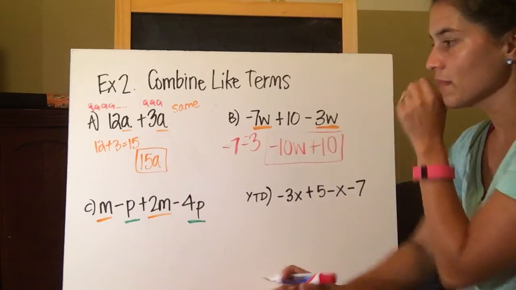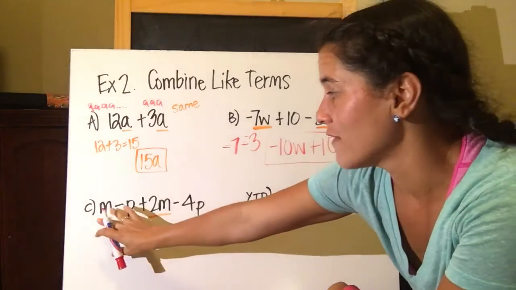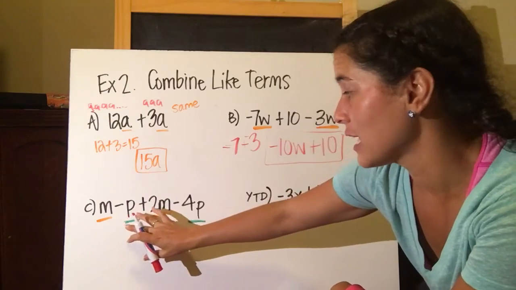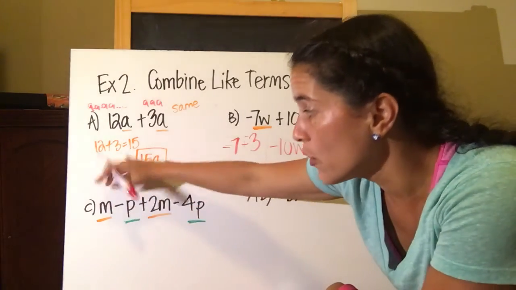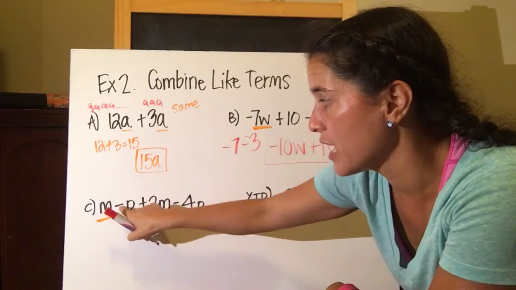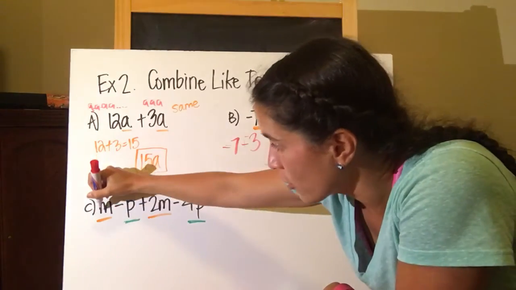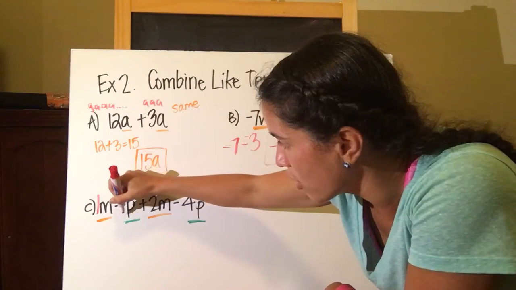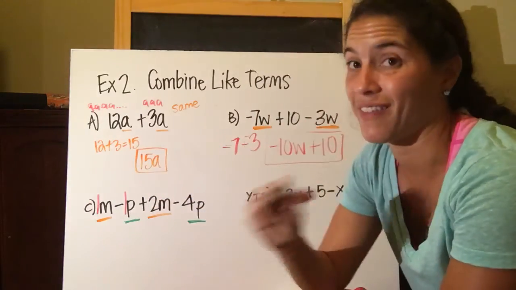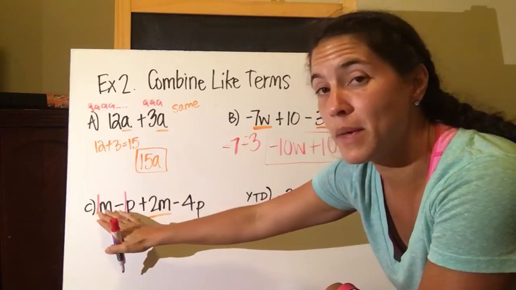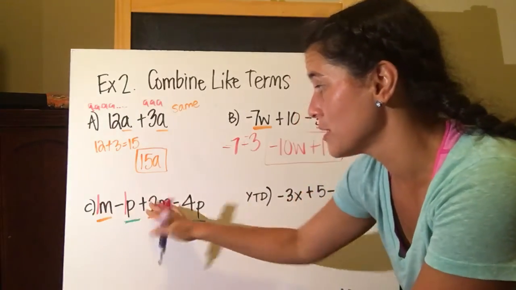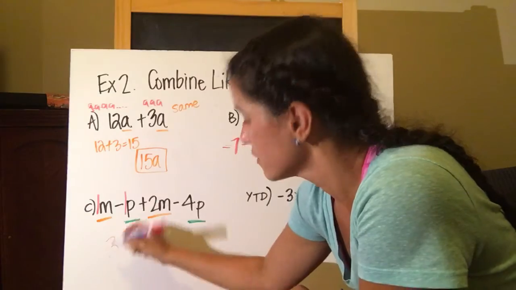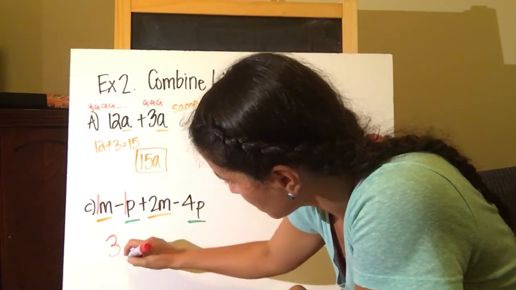Example C. I have M minus P plus 2M minus 4M. Now, the coefficient in front of M and P is a coefficient of 1. So if you need to draw a 1 in there to help you understand that's a 1, then that is fine. This is 1M and 2 M's. So when I combine my M's, 1M and 2M, I'm going to get 3 M's.